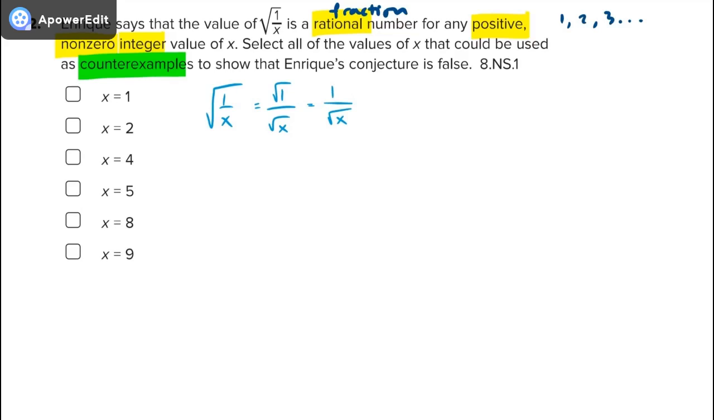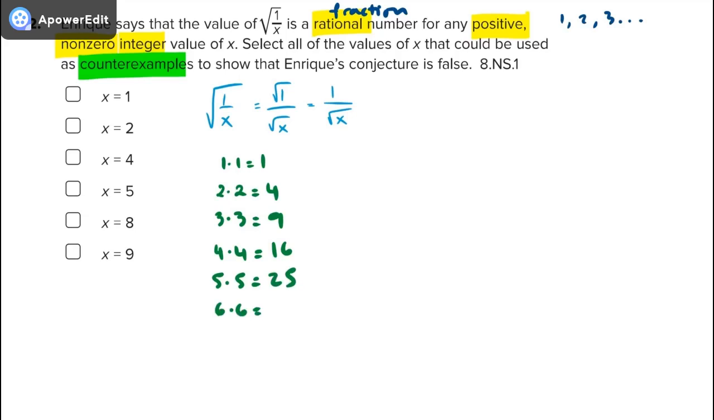Okay, so a perfect square number is a number that is a number multiplied by itself. For example, 1 times 1 is 1, that's a perfect square number. 2 times 2 is 4. 3 times 3 is 9. 4 times 4 is 16. 5 times 5 is 25. 6 times 6 is 36. 7 times 7 is 49.